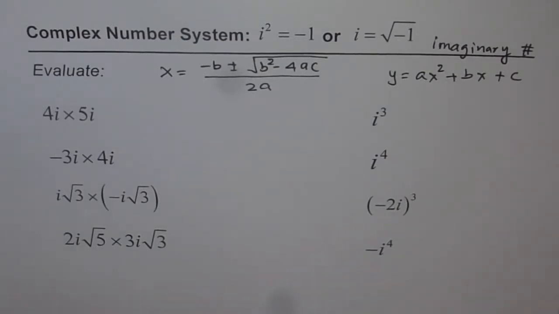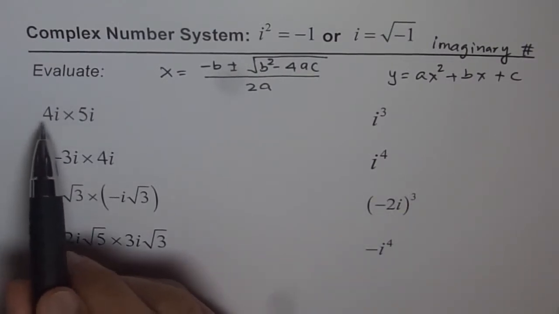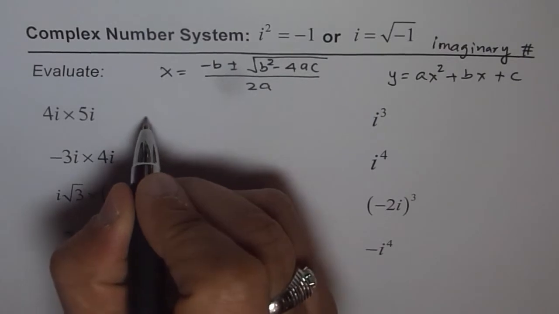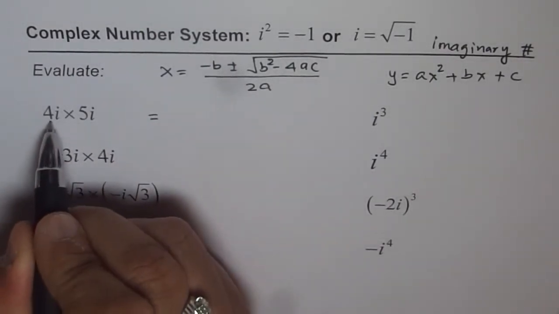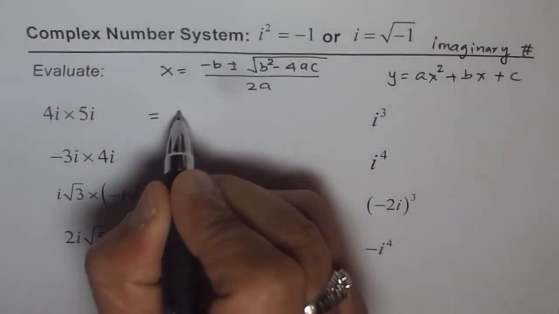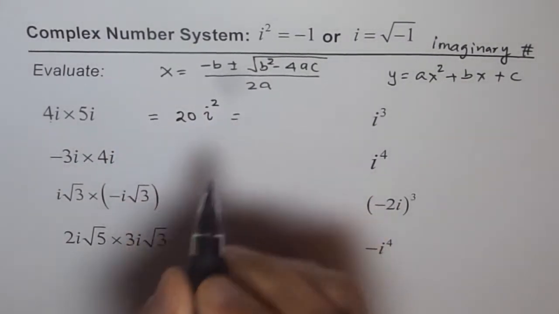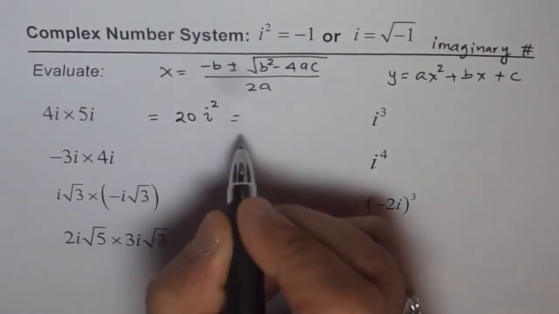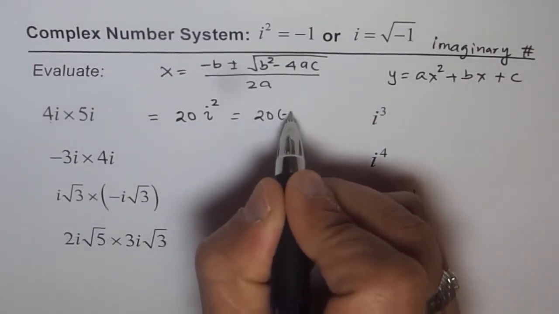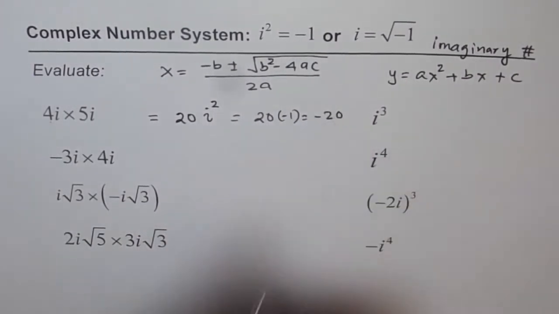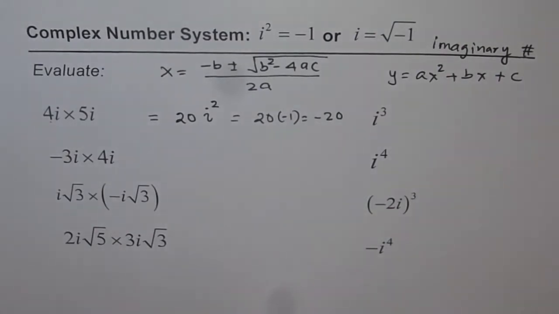Now that's the background, and now let's figure out what this is. When we have to multiply 4i times 5i, what do we get? We multiply the numbers: 4 times 5, which is 20, and then i times i is 20 i squared, right? And i squared is negative 1, so we get 20 times negative 1, which is minus 20, right? That is how you have to do operations in complex numbers, correct?